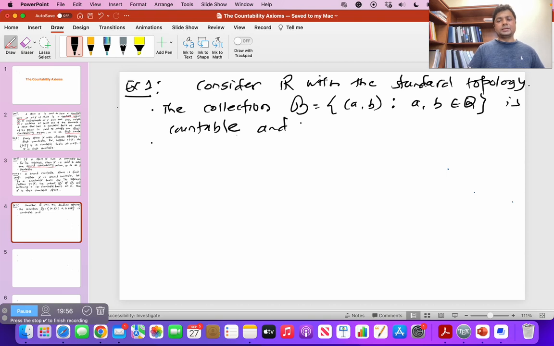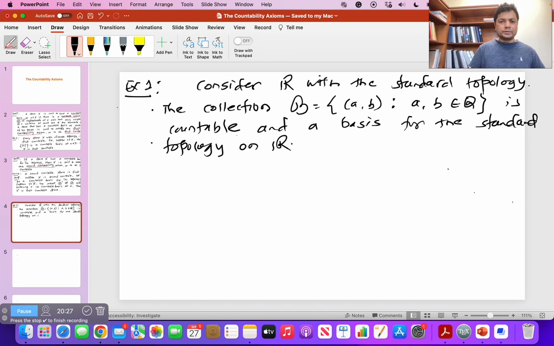It's countable, and this collection is also a basis, because we are just taking a collection of open intervals, and the basis for the standard topology is just the collection of open intervals in R. It is a countable basis for the standard topology on R. Thus, R is second countable.